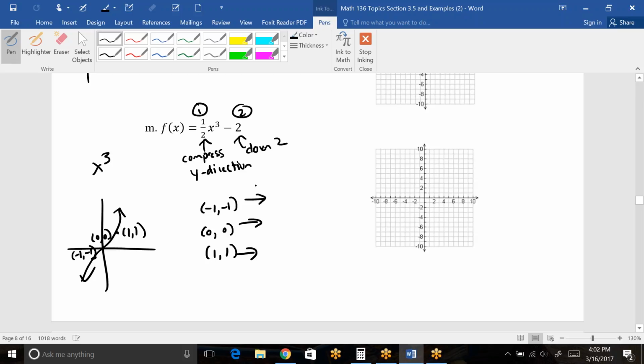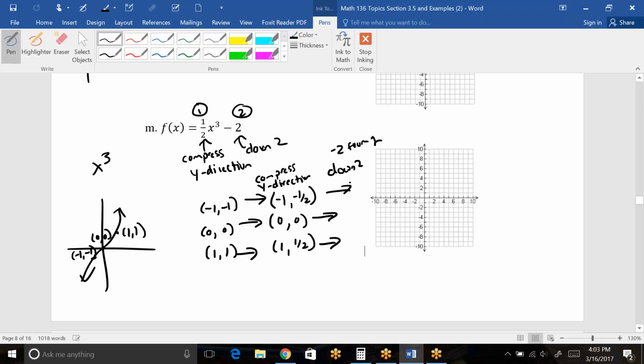So for this first transformation, we're going to be doing the compression, sorry, not a negative sign. The compress in the y direction. That means you do exactly what you see to the y value. We're going to take half of all the y values. So that makes this a -1/2. Half of 0 would still be 0, and then half of 1 is a half. Notice the x's don't change on this part. You're compressing in the y direction. And then we're going to take those and we're going to take everything down 2. So that means you subtract 2 from y. So this would be -1, -2.5, 0, -2, and 1, -1.5.